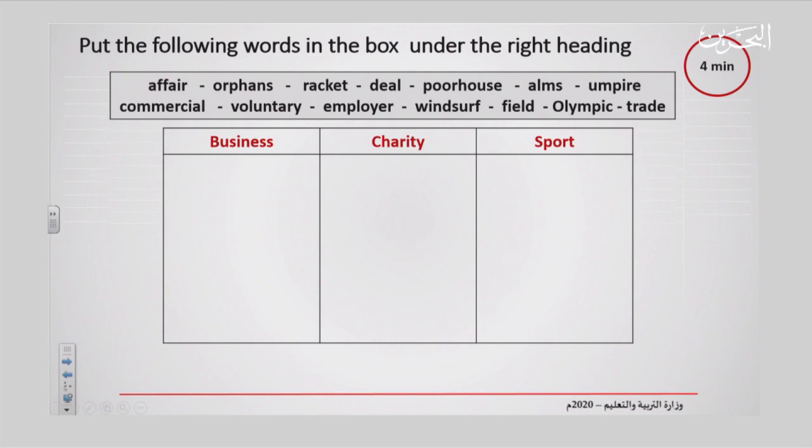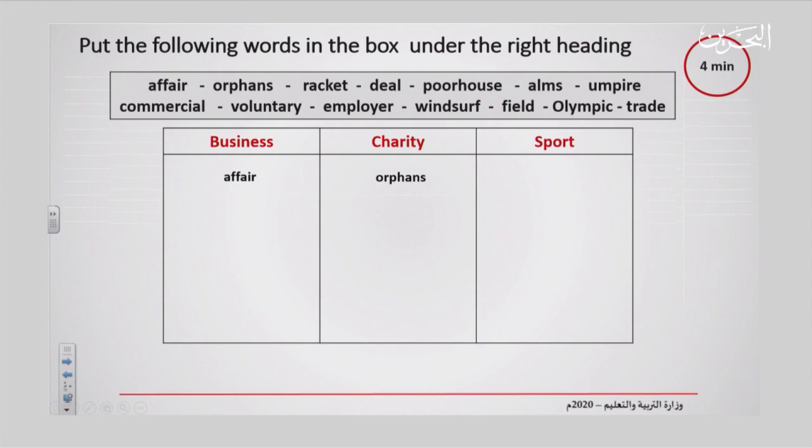All right, let's check your answers together. So, for affair, then we use it for business. And when we say a business affair, then it means a business matter or something that is related to business, a topic that is related to business.